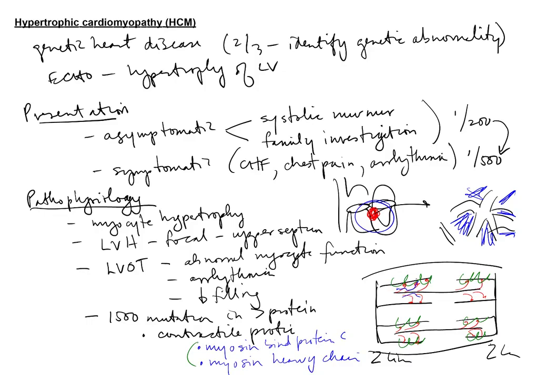Genotype doesn't correlate to phenotype. You're going to find these abnormalities in 1 in 200 prevalence, but they're only going to have symptoms in 1 in 500. So there has to be clinical correlation of these mutations to your patient's findings.